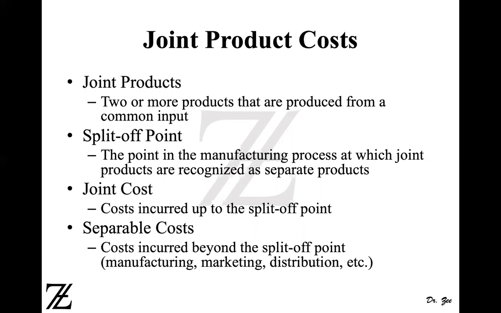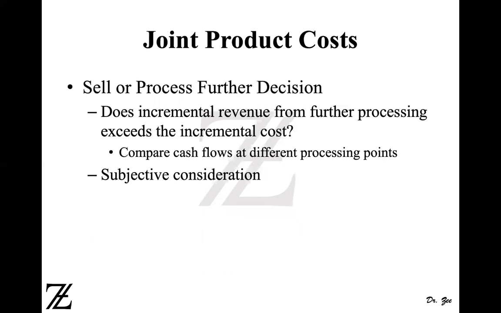After that joint cost, once you start producing gasoline, kerosene, diesel, or any other product, you're going to incur additional costs. Those costs are known as separable costs, because those costs are incurred beyond the split off point. So in a manufacturing process, whenever you incur costs that are separate from the other products beyond the split off point, those costs are known as separable costs.